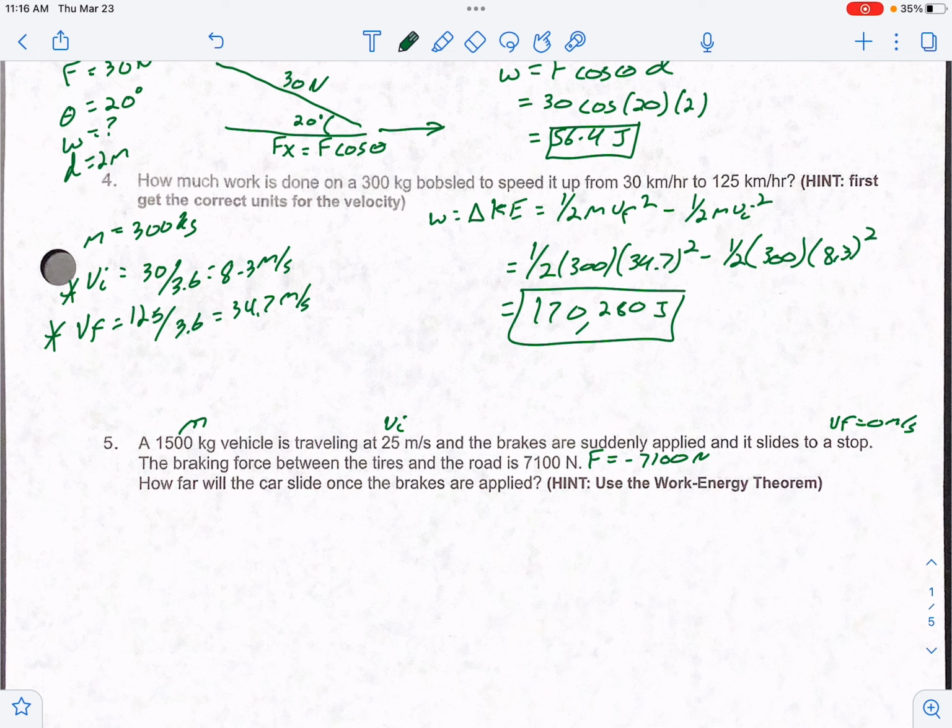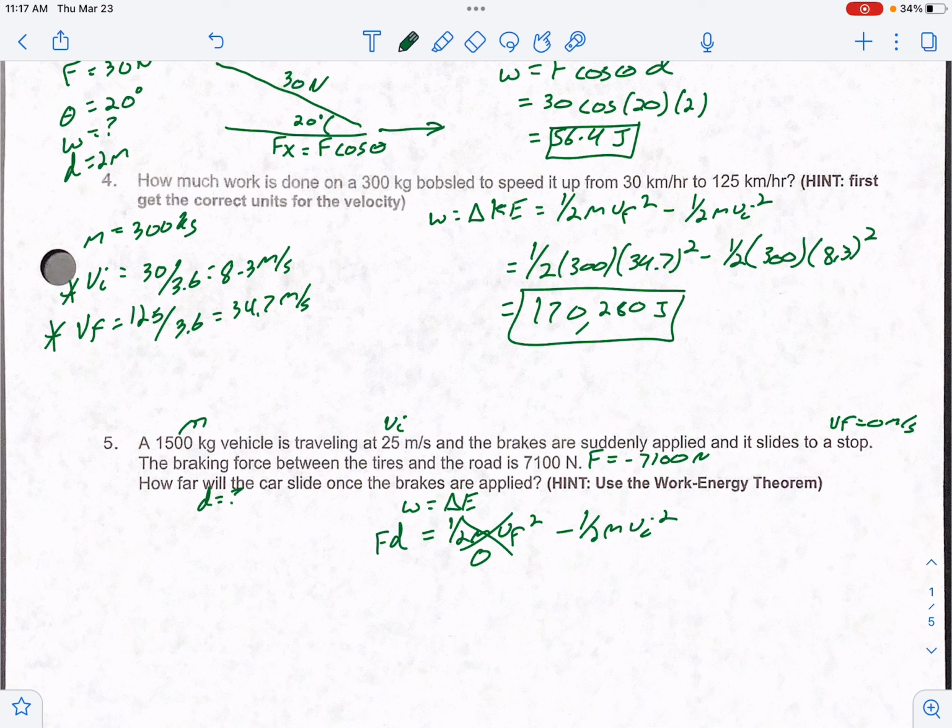Okay, how far will it slide? So that means you're looking for distance. It says use the work energy theorem. Remember we said work equals change in energy. Well, I have two velocities, so I'm going to use that same equation we used in number 4. But I'm also dealing with force, and we remember work equals force times distance. So I can just plug that in for W and set that equal to 1/2 m v final squared minus 1/2 m v initial squared. Now the good news is your V final was 0, so you can mark off this whole thing right here and put 0.